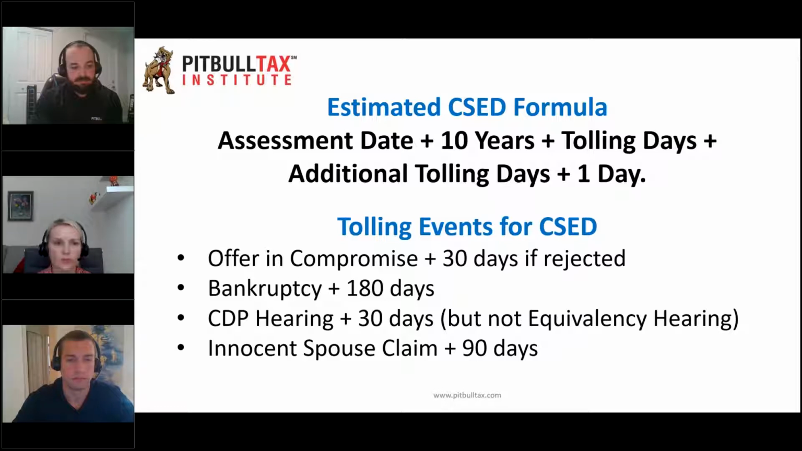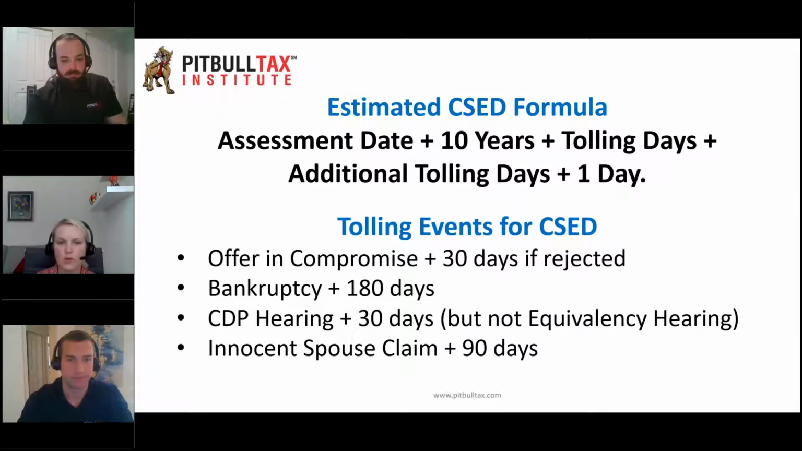The formula is very simple. We take the assessment date, we add 10 years, we add the number of tolling days, we add the number of additional tolling days, and we add 1 day. And this 1 day is our formula with Pitbull Tax. We did it just in case, to be sure that we don't miscalculate. So 1 day is like a safety net in our calculations. The tolling days are counted by the start and end of tolling events.